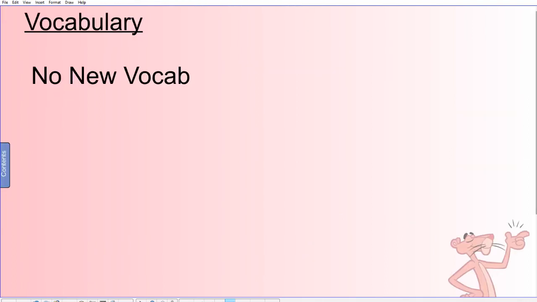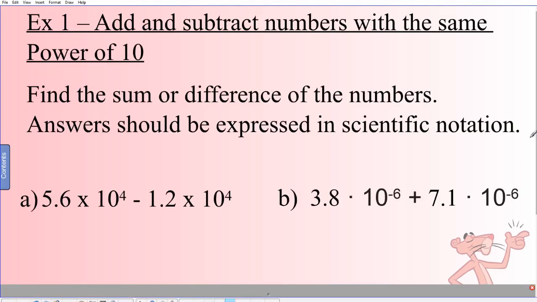Good. There is no new vocab for this lesson. Awesome. Moving on. So here they'd like us to find the sum or difference of the numbers. Answers should be expressed in scientific notation.